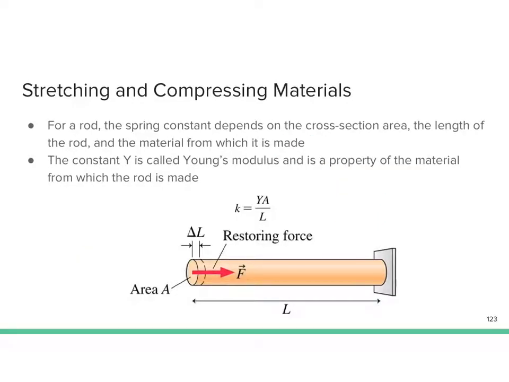So for a rod, the spring constant, that k, depends on the cross-sectional area. How wide it is makes it more difficult to stretch, giving it a higher spring constant. And the length of the rod makes it easier to stretch. And there's one other variable here, this is Y. This is Young's modulus, and Young's modulus is a property of the material. So if it's steel or some type of carbon or some other metal alloy, Young's modulus is like its coefficient of friction, except it's how rigid that object is.